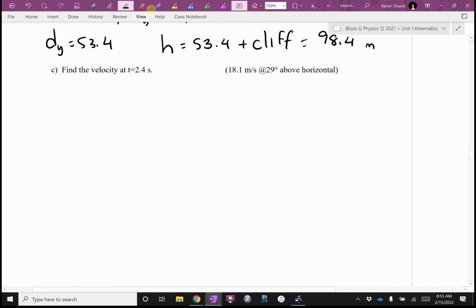So where it says find the velocity, I'm going to pretend it looks something like that. It might be steeper, it might be shallower, but it's going to look something like that. It's going to go up at an angle.